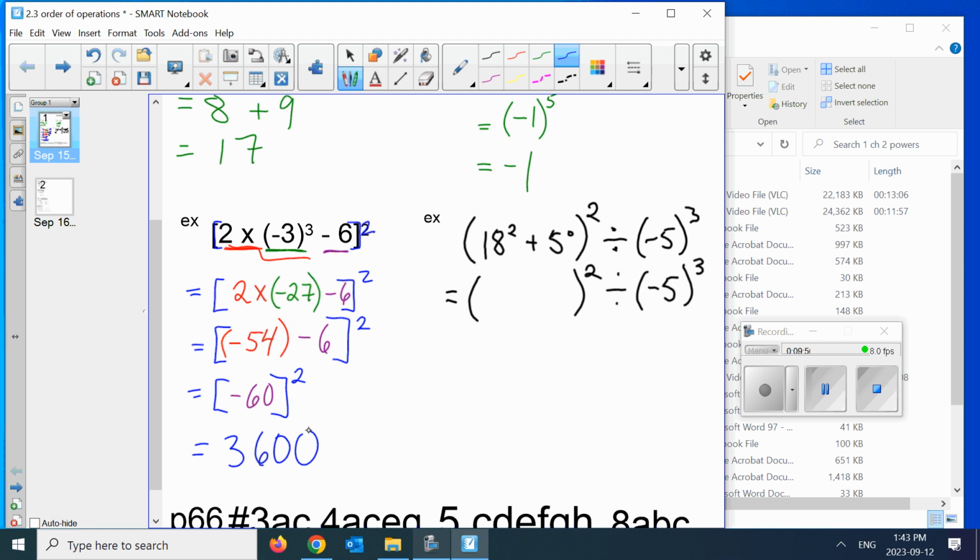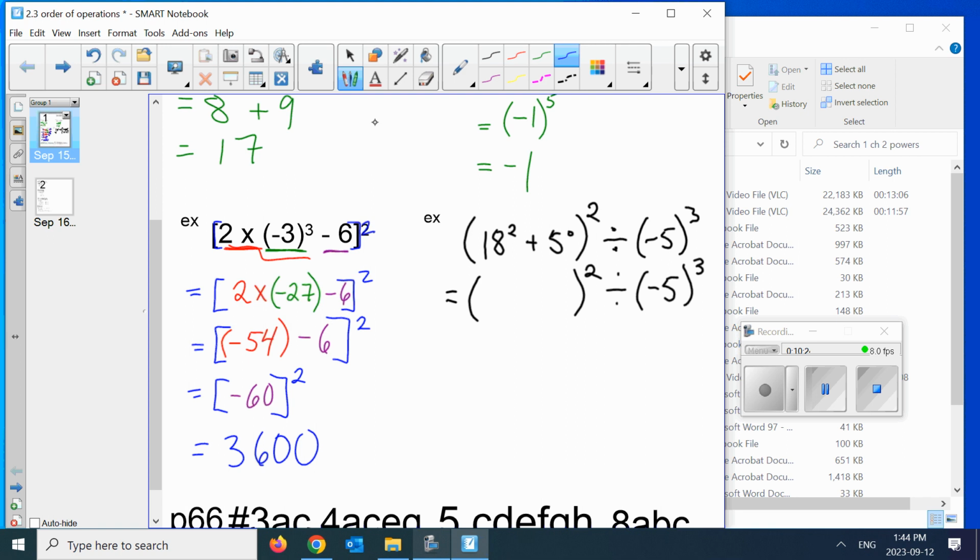Okay. The next example I didn't type, I kept it written, but I got a head start so that you know I want you to do things lined up as you work down. I'm not going to touch that negative 5 cubed at the end yet. I want to do the inside of the brackets: 18 squared plus 5 to the 0. That's what I'm doing right now.